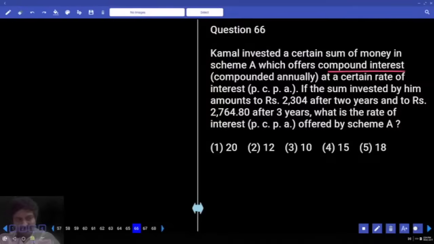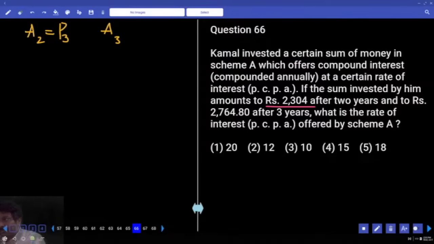A sum was invested at compound interest, compounded annually at a certain rate of interest. The sum amounts to 2304 after 2 years and 2764.8 after 3 years. What is the rate of interest offered? So amount after 2 years is given, amount after 3 years is given. Amount after 2 years can be called principal for the third year because it is compound interest.